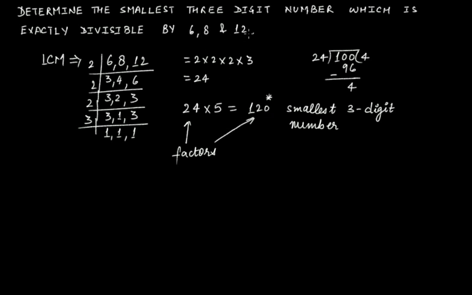And the reason? Because 120 is a multiple of 24, that is, 24 is a factor of 120, and since 6, 8 and 12 are factors of 24, therefore 120 will be that smallest three-digit number that will be exactly divisible by these three numbers.